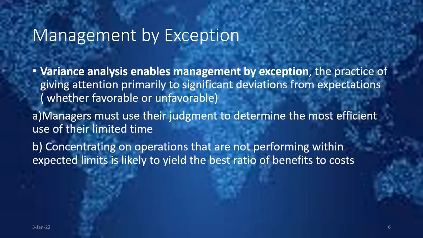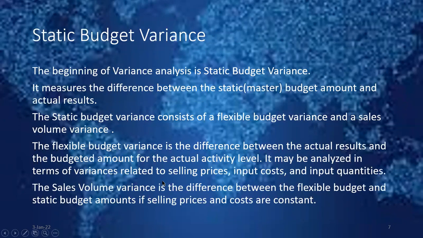But if it is 5% or more, it might go to the production manager. If it goes to 8% or more, the production director. So that is management by exception. If exception results are coming, then they will be reported, concentrating on operations that are not performing within the expected limits, etc.